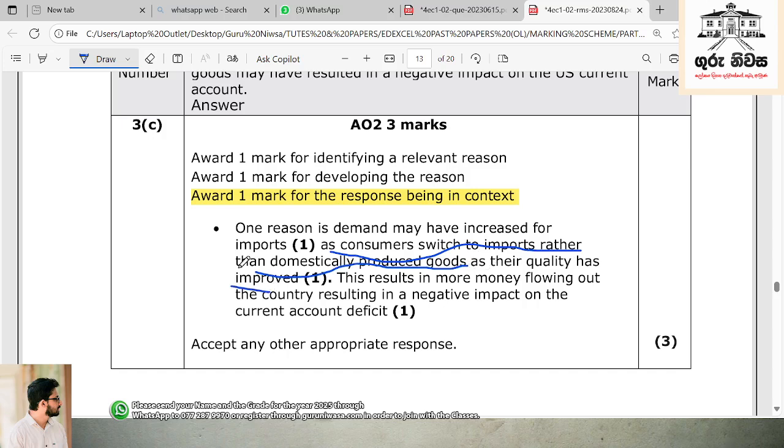So another way to say this same thing. This results in more money flowing out of the country, resulting in a negative impact on the current account. Even if the quality improves, it's still more money for the people who are purchasing these goods, isn't it?